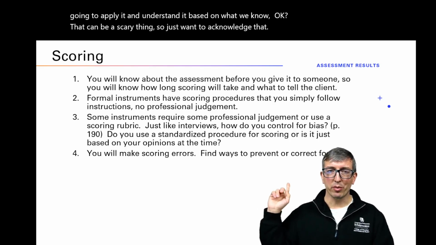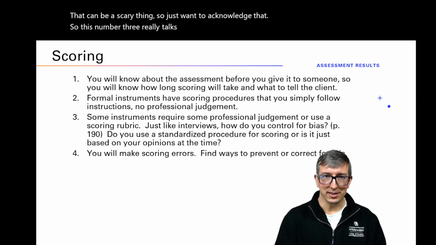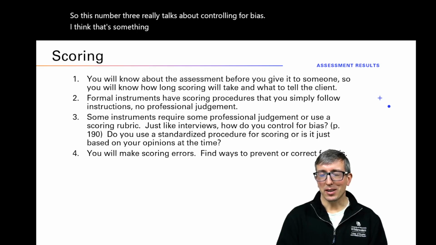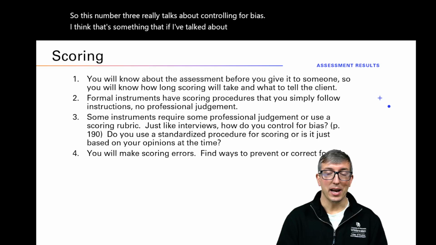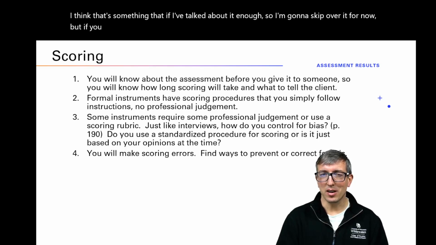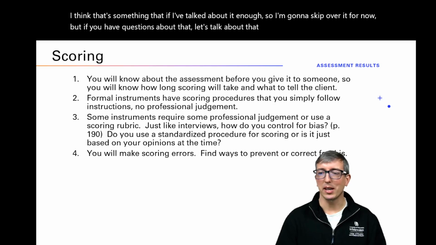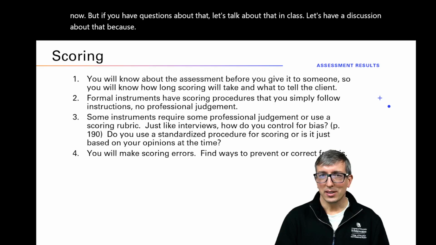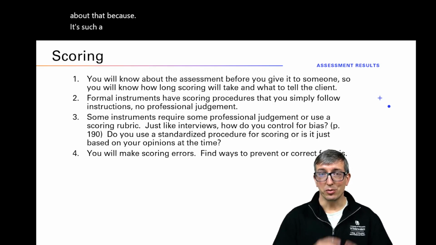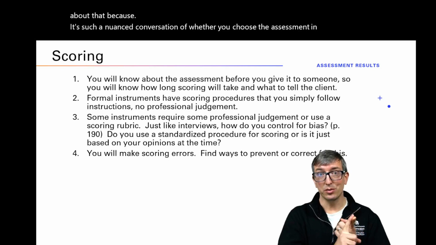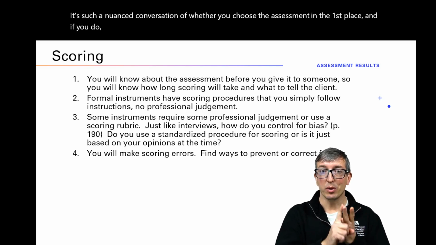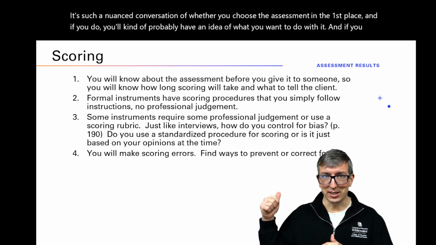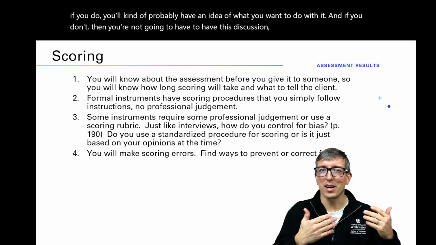So this number 3 really talks about controlling for bias. I think that's something that I've talked about enough, so I'm going to skip over it for now. But if you have questions about that, let's have a discussion about that in class, because it's such a nuanced conversation of whether you choose the assessment in the first place. And if you do, you'll probably have an idea of what you want to do with it. And if you don't, then you're not going to have this discussion. So it's really a tricky thing to talk about right now.